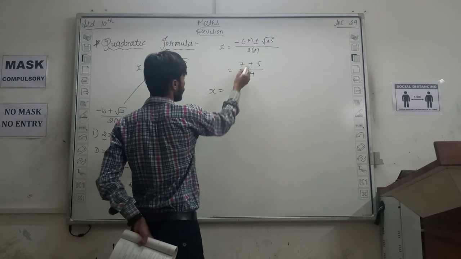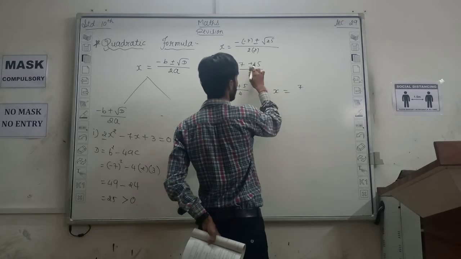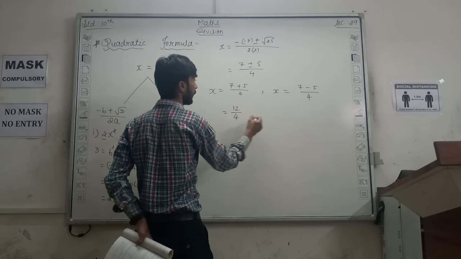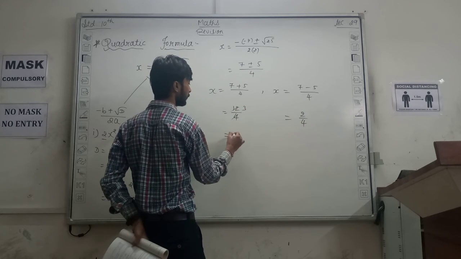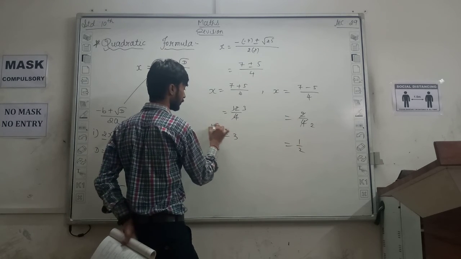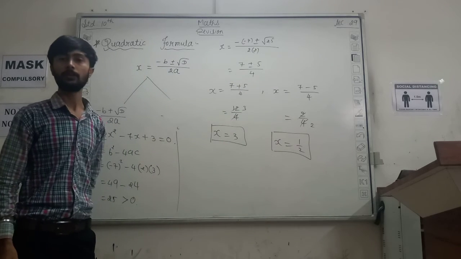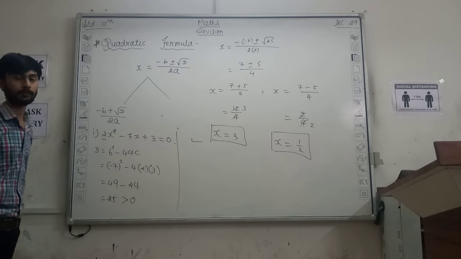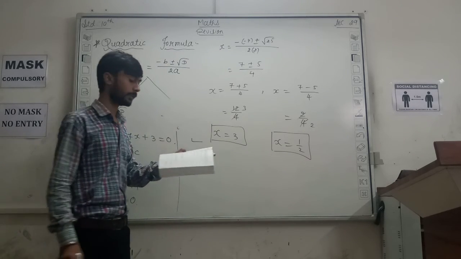Now separate the two values: x equals 7 plus 5 upon 4, and second x equals 7 minus 5 by 4, right? So it will be 12 by 4, and here it will be 2 by 4. So 4 3s are 12, and here 2 2s are 4. So the two roots of the given quadratic equation are 3 and 1 by 2. Okay, so by this method you can easily find the roots of the given quadratic equation. Similarly, you can easily find them for the other quadratic equations, right?